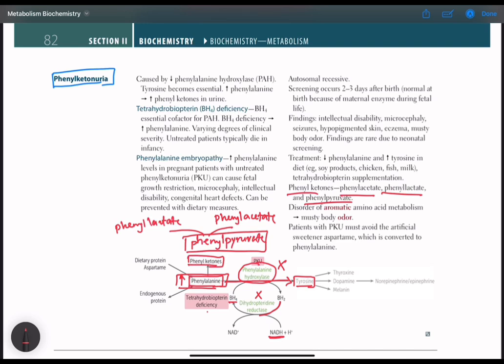Now, dietary sources like aspartame, which is made up of aspartate and phenylalanine, are also converted into phenylalanine. So if we do not have the conversion of phenylalanine into tyrosine, we won't have dopamine and norepinephrine and epinephrine as well as melanin.